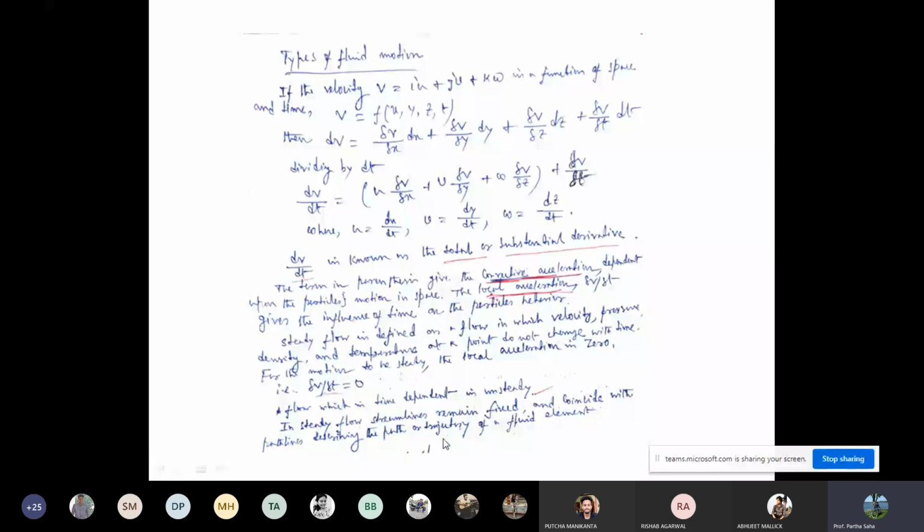In steady state flow, streamlines remain fixed and coincide with the path line. The streamline and path line are the same, depending upon the trajectory of the fluid element, because in steady state flow the local acceleration is zero. So streamline and path line become identical.